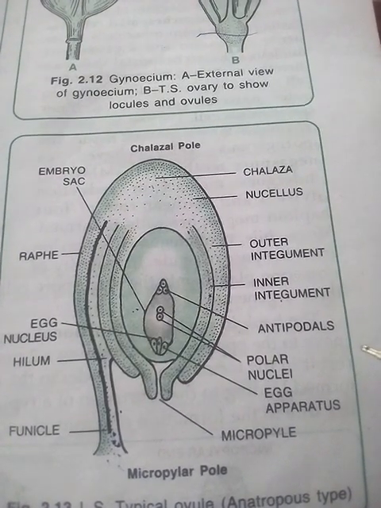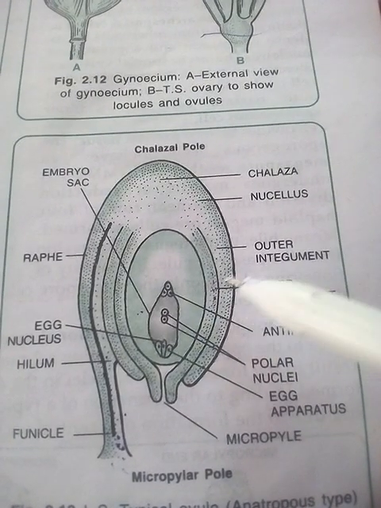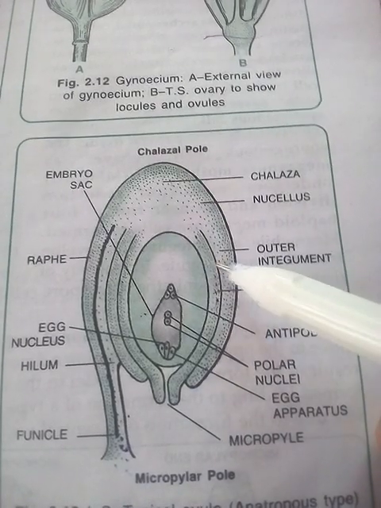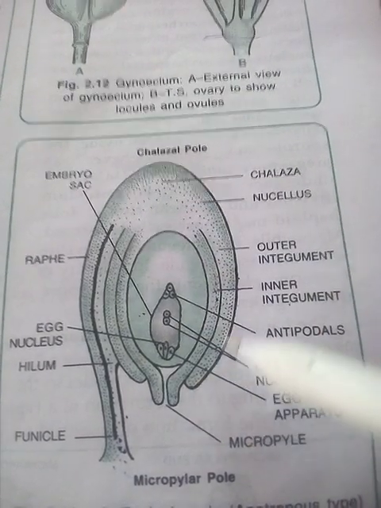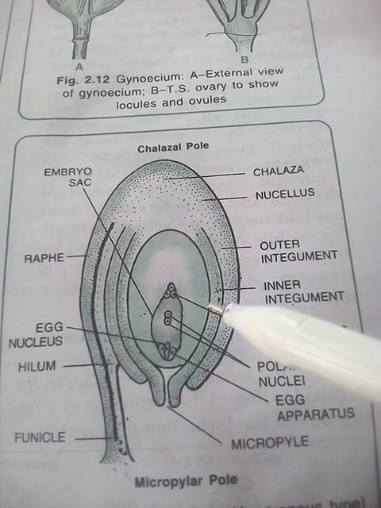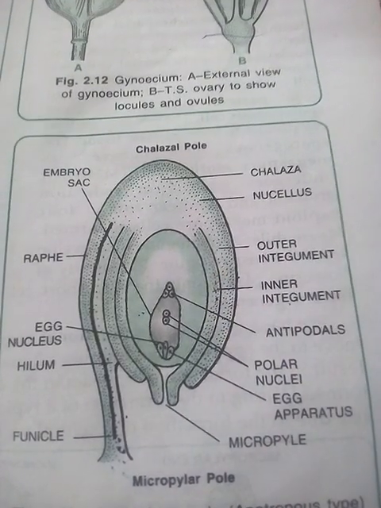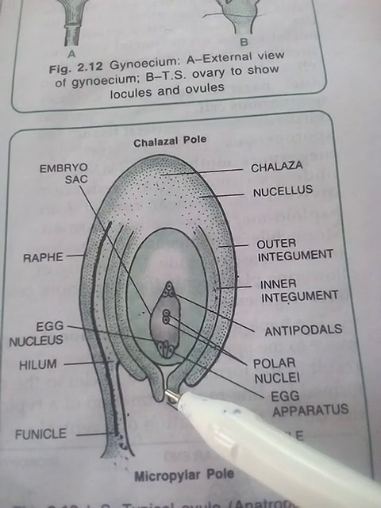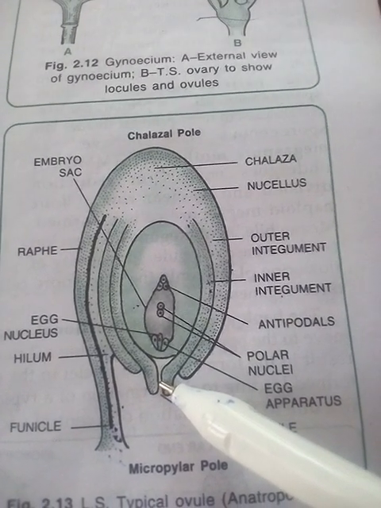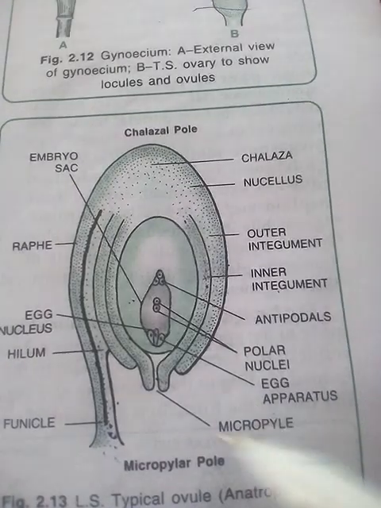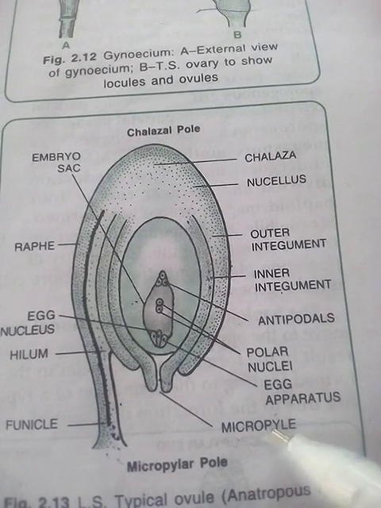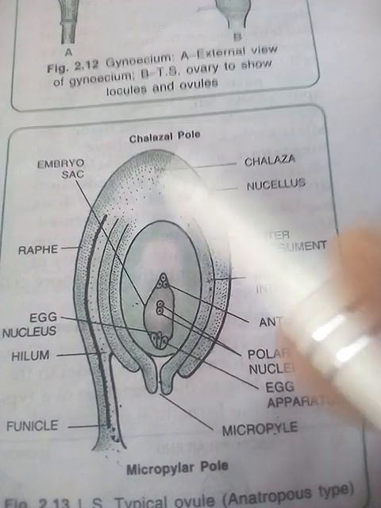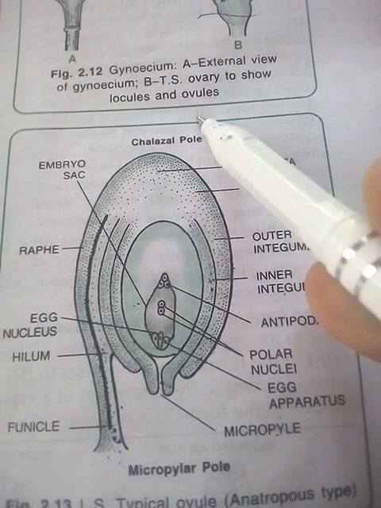And here we can see two layers of integuments, outer and inner. That's why this is an example of a bitegmic ovule or bitegmic megasporangium. And this is the opening of the ovule, and this opening is known as micropyle, right? So this pole is known as micropylar pole, and this is chalaza, so this pole is known as chalazal pole.